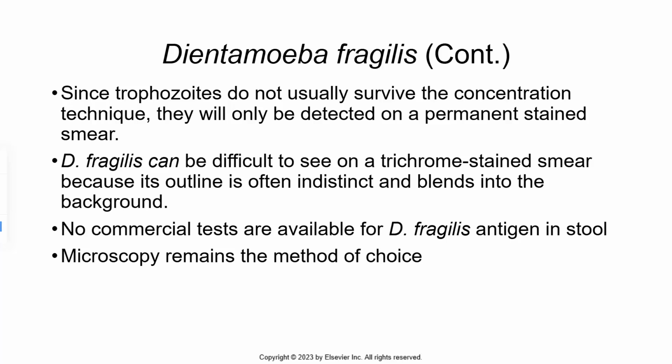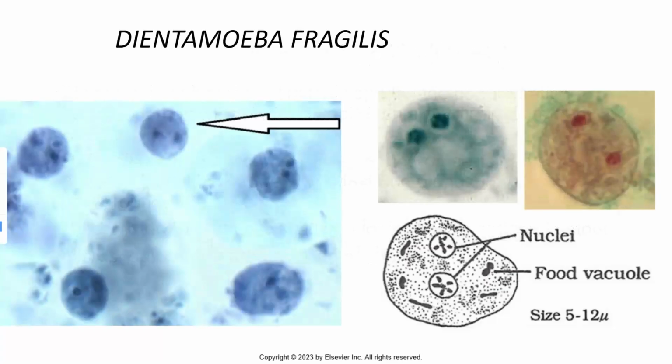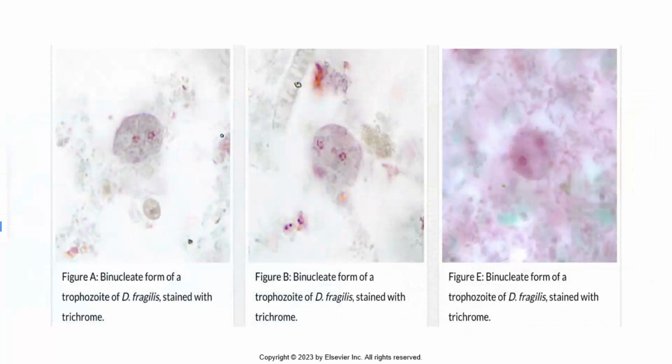Since trophozoites do not usually survive the concentration technique, they will only be detected on a permanent stain smear. D. fragilis can be difficult to see on a trichrome stain smear because its outline is often indistinct and blends into the background. No commercial tests are available, and microscopy remains the method of choice. So this is a picture of it. And a few more pictures available.